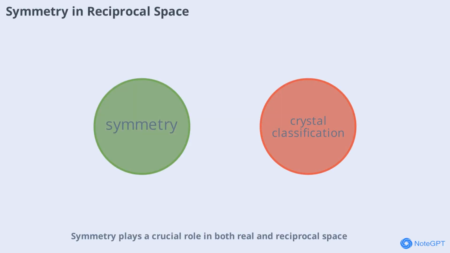Symmetry plays a crucial role in both real and reciprocal space. The symmetries of a crystal's real lattice are reflected in its reciprocal lattice, often revealing hidden patterns and relationships. By analyzing symmetry in reciprocal space, scientists can classify crystals, predict physical properties, and design new materials with tailored characteristics. Symmetry analysis is a powerful tool for both theoretical and experimental research.